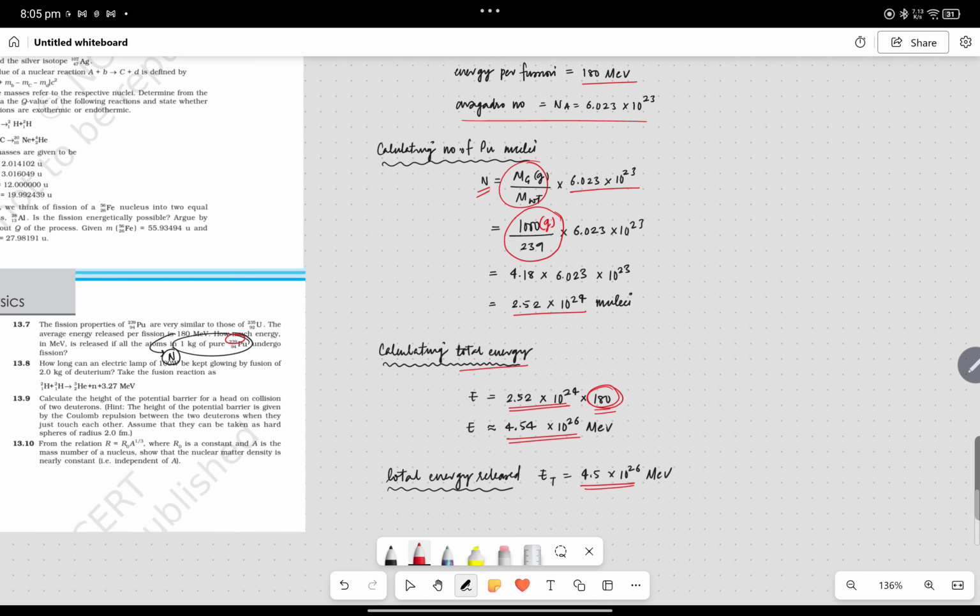So just simple thing, for one nucleus 180 mega electron volt, and you have total number of nuclei N, so just multiply it with 180 and you will get the total energy that is going to be released, right? Simple thing.